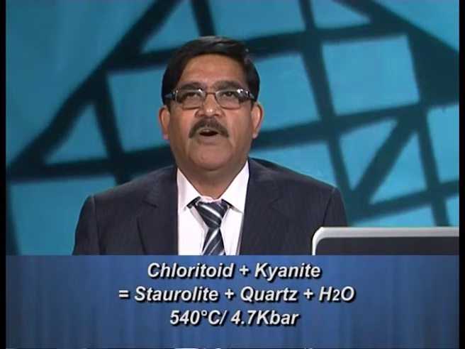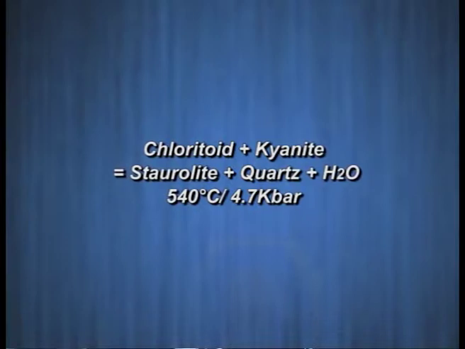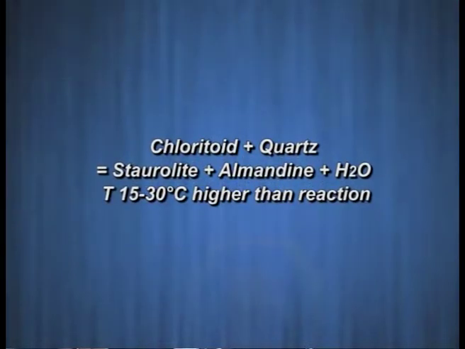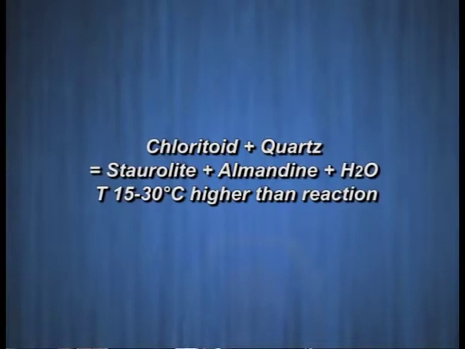The second reaction is chloritoid plus kyanite give rise to staurolite plus quartz plus water at 540 degree centigrade 4 kilobar, carried out by Hoschek and Richardson 1968. The third reaction is chloritoid plus quartz give rise to staurolite plus almandine plus water, temperature 15 to 30 degree centigrade higher than reactions 1 and 2, carried out by Ganguly 1969. Presence of staurolite along with kyanite is diagnostic of this facies. Staurolite appears in rocks that are richer in Al2O3 and FeO and poor in alkalis, as shown by Hoschek 1967.